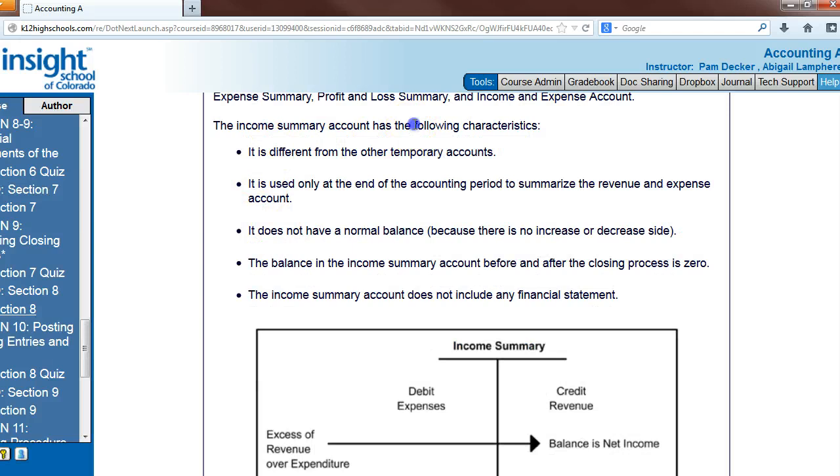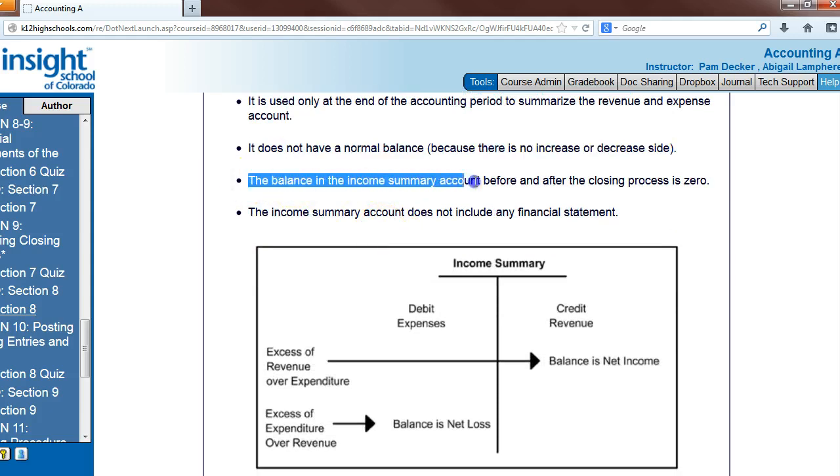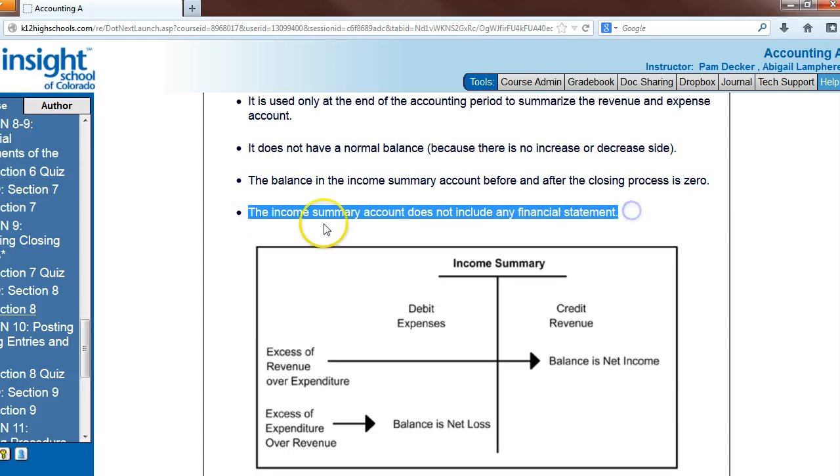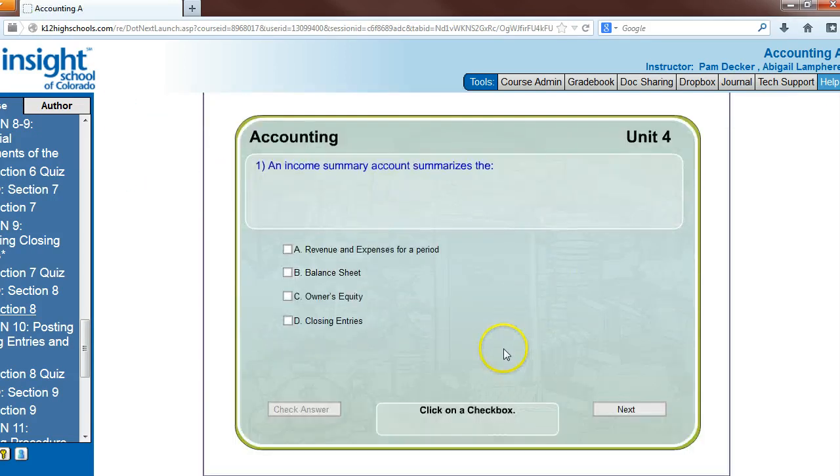Some important characteristics of the income summary. It is different from other temporary accounts, but it is a temporary account that we are simply opening temporarily to close our revenue and expense accounts. It is only used at the end of the accounting period. It does not have a normal balance because there is no increase or decrease side. The balance in the income summary account before and after the closing process is 0. And the income summary does not appear on any financial statement. So again, this is just a temporary account that we open briefly to close our revenue and expense accounts.